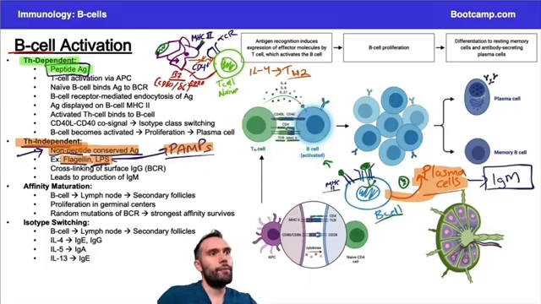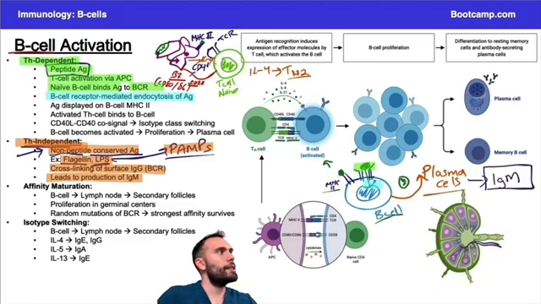Now let's just clean this up for a second. With the T helper independent response, these specific carbohydrates cause cross-linking of the surface antibodies. That's how this B cell will get activated by non-peptide antigens, and that will lead to production of IgM, which is what we just said. The T helper dependent response involves T cell activation via an antigen presenting cell. That naive B cell is going to bind its antigen to the B cell receptor. That's what we just said here. So antigen binds to the B cell receptor. That's this step. Then the B cell receptor mediates endocytosis of the antigen. That's this step. It internalizes that antigen.